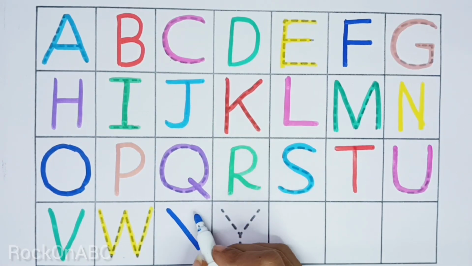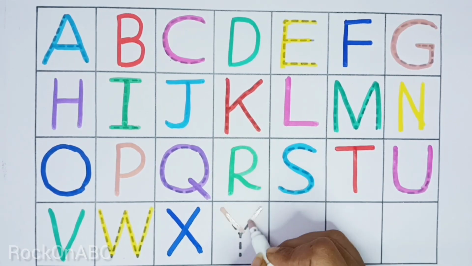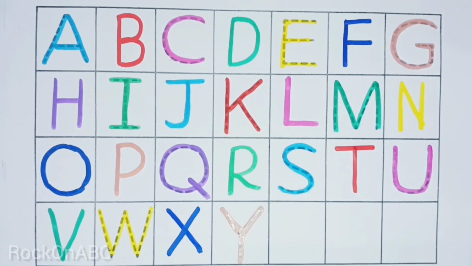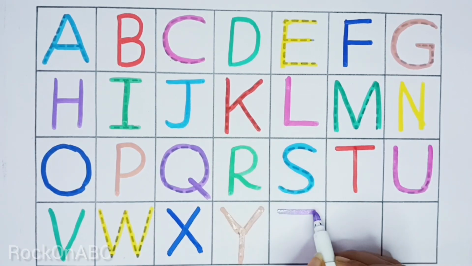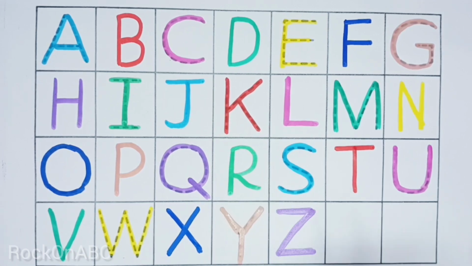Navy blue color X. X for xylophone. Brown color Y. Y for yacht. Violet color Z. Z for zoo.